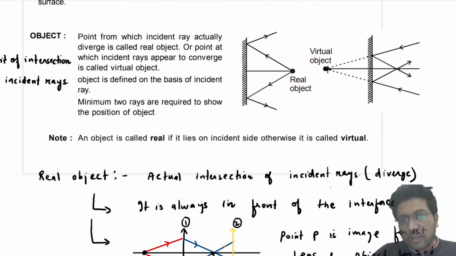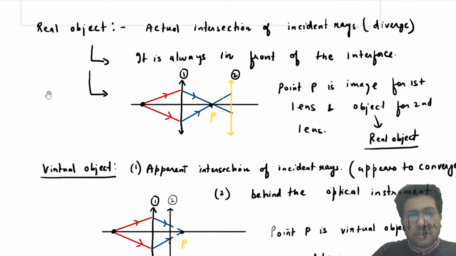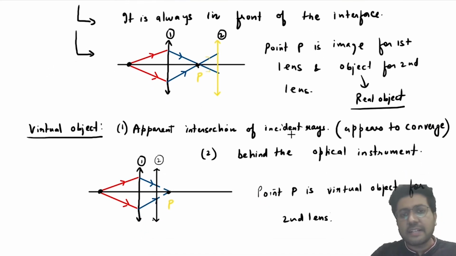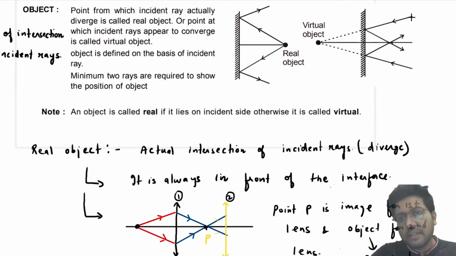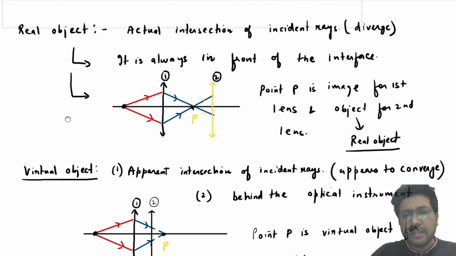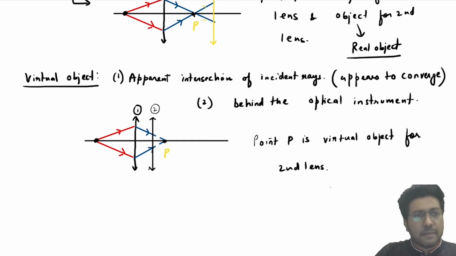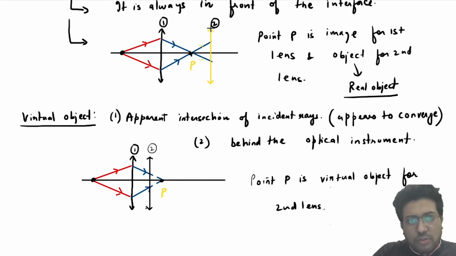Okay, and this virtual object will be forming an image at this point. So again I'll repeat, what is a virtual object? For a virtual object, there will be apparent intersection of incident rays and the rays will appear to converge. The virtual object is always behind the optical instrument, as you can see from this diagram. So this is the front side because rays are coming from this side, and the virtual object is behind the optical instrument.